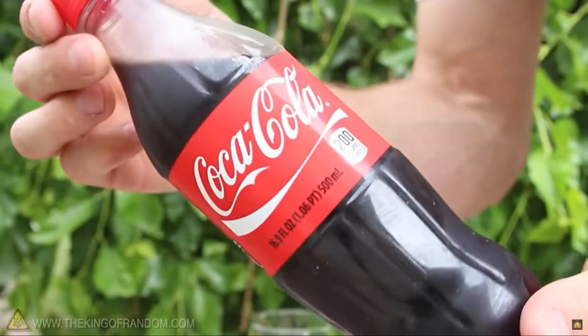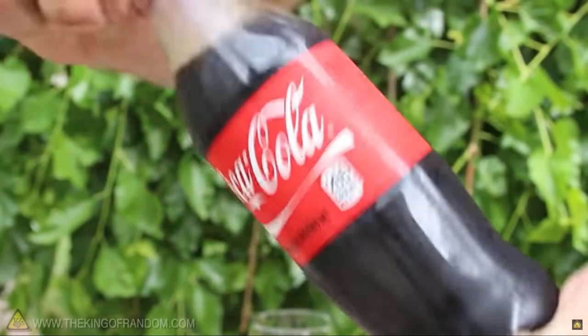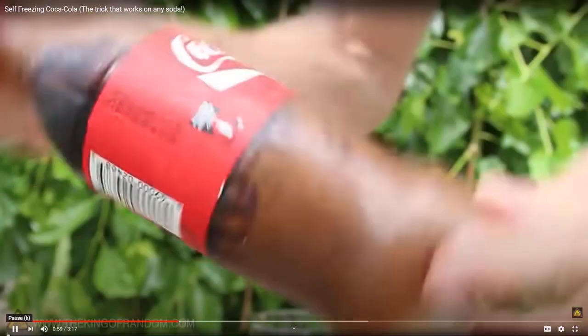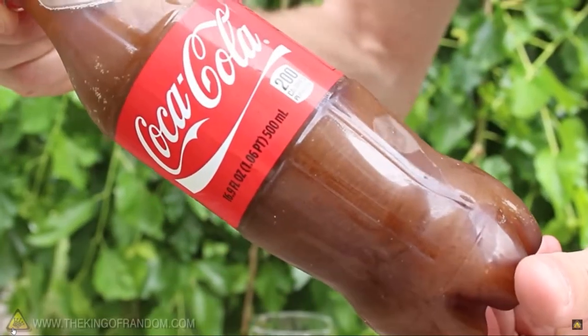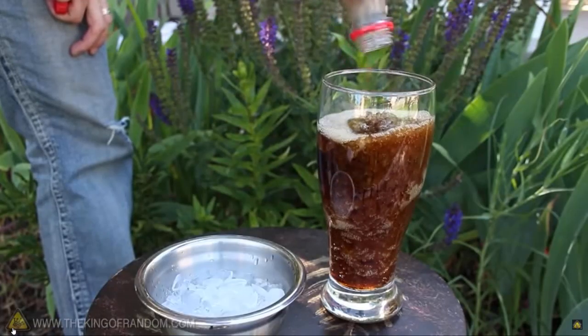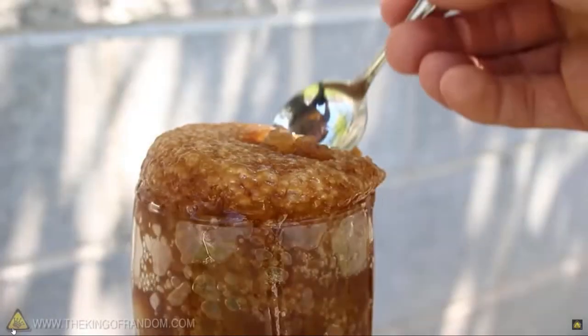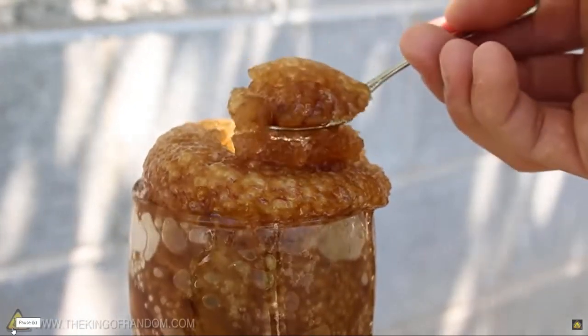Now you can show your friends that it's just a normal soda, but watch what happens if we simply release the pressure, tighten the cap, and turn it upside down. In just 3 seconds, the entire bottle is turned to an icy soda slush. Pour it in a glass and you'll get a good idea of how thick the slush really is. And when it starts pushing up at the top, you can see it's a light and fluffy, delicious carbonated ice.